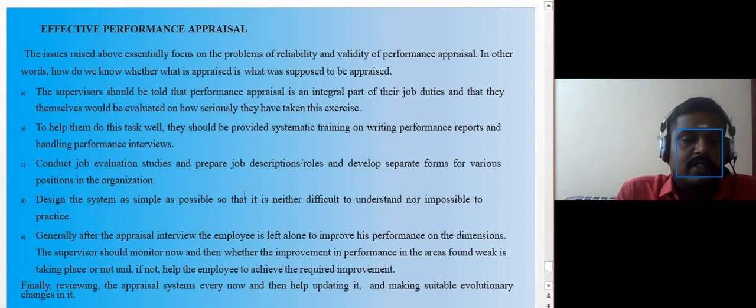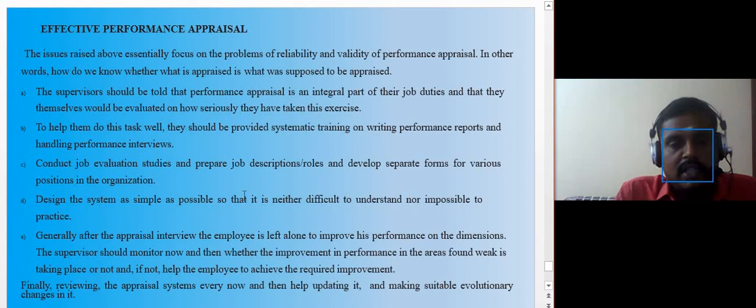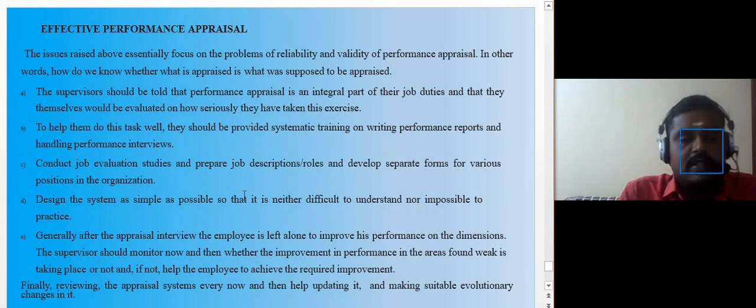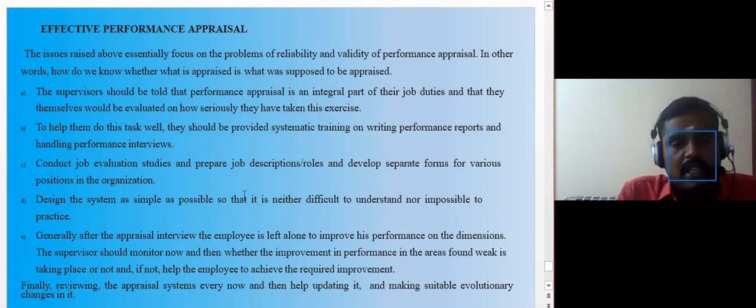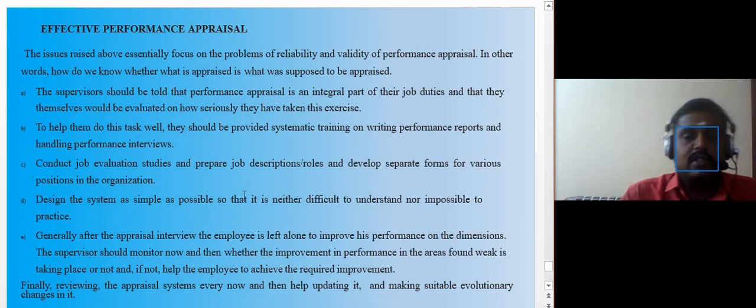Generally, after the appraisal interviews, the employee is left alone to improve his performance on the dimensions. So the supervisor should monitor now and then whether the improvement in performance in the areas found weak is taking place or not. If not, help the employee to achieve the required improvement. Finally, reviewing the appraisal system every now and then helps in updating it and making suitable evolutionary changes in it.